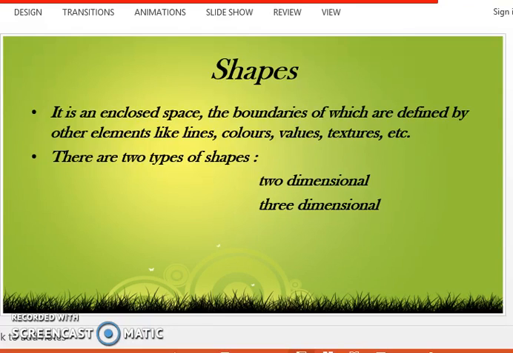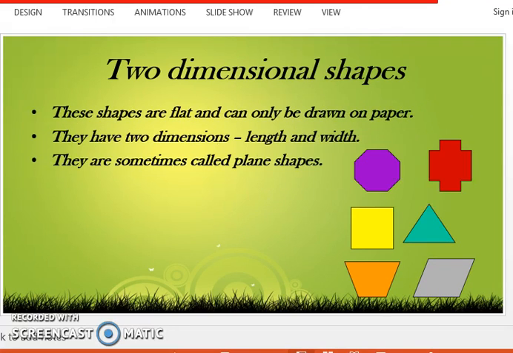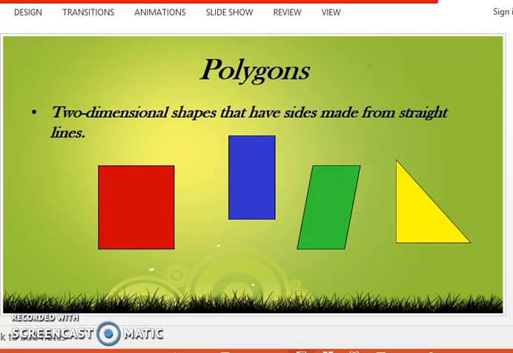Shapes. A shape is an enclosed space, the boundaries of which are defined by other elements like lines, colors, values, textures, etc. We have two types of shapes, two-dimensional and three-dimensional shapes. Two-dimensional shapes are flat and can be easily drawn on paper. They have two dimensions, length and breadth. They are sometimes called plane shapes.